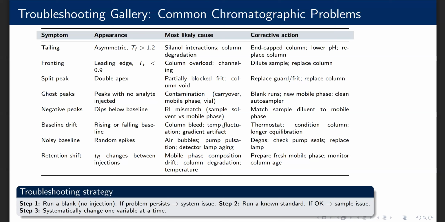First, run a blank to determine if the problem is in the system or the sample, then run a standard to confirm the system is working, then change one variable at a time to isolate the cause. Never change 2 things simultaneously. You will not know which change fixed the problem.